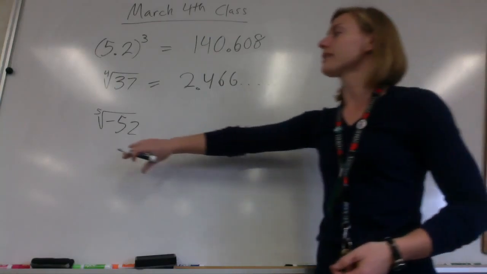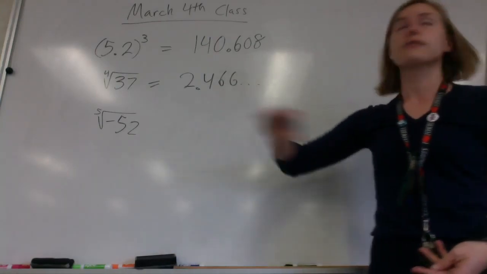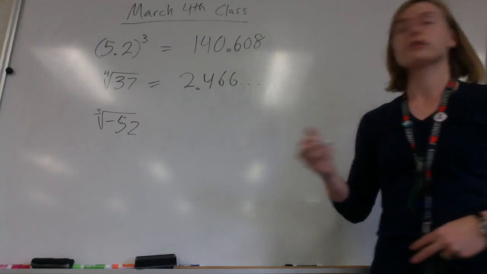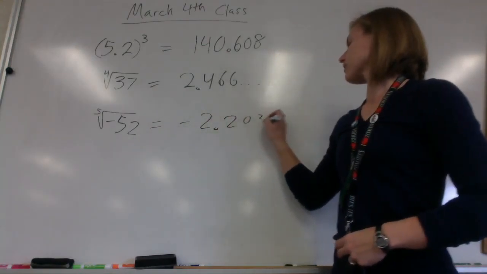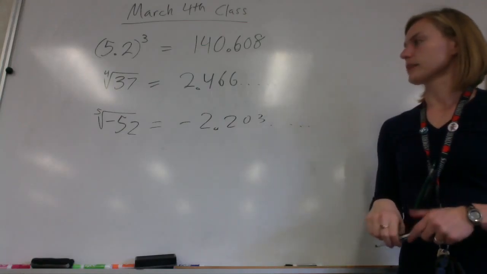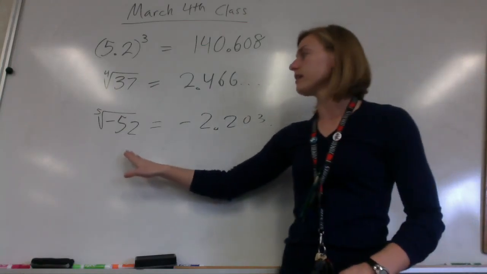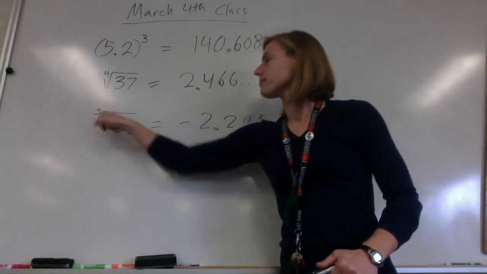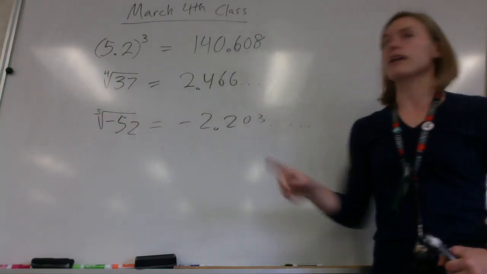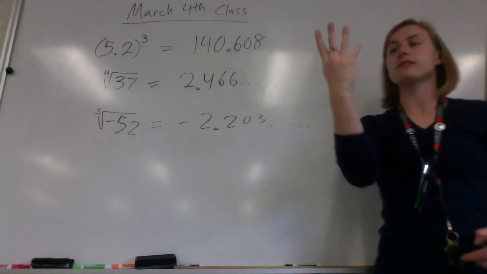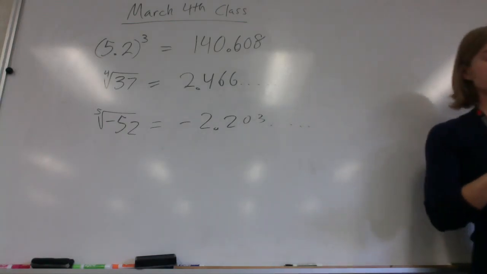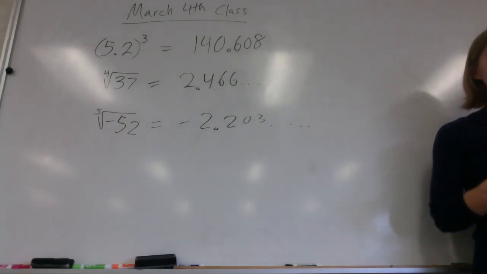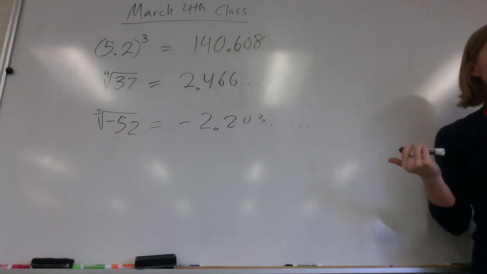Then we're asking what times itself five times gives us negative 52. Negative 2.203. So remember, because it is an odd number, we can have that negative. Because a negative times a negative times a negative times a negative times a negative, you have that one left over, leaving it negative. How do we feel with this stuff?